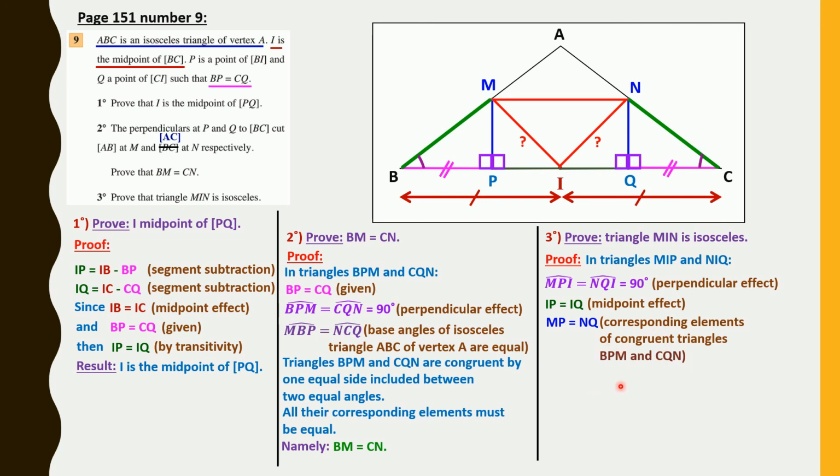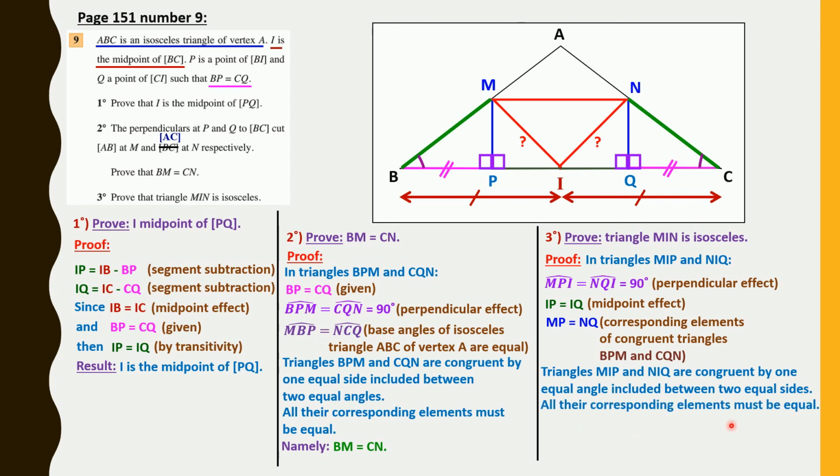Now let's write the congruence statement. Triangles MIP and NIQ are congruent by one equal angle included between two equal sides. All their corresponding elements must be equal, namely IM equals IN, and as a result, triangle MIN is isosceles of vertex I because it has two equal sides, IM equals IN.